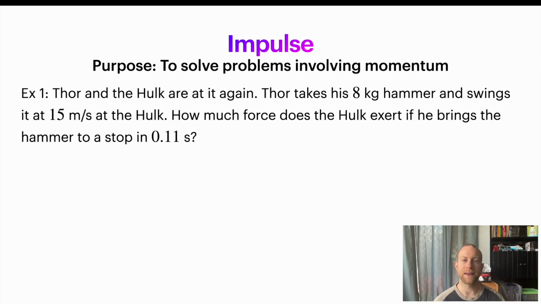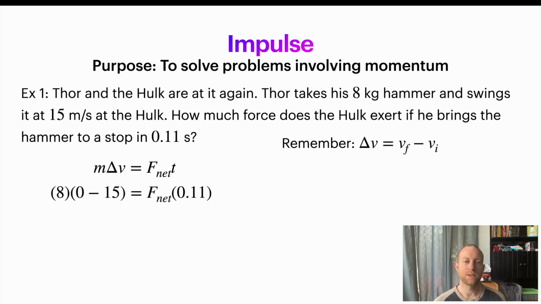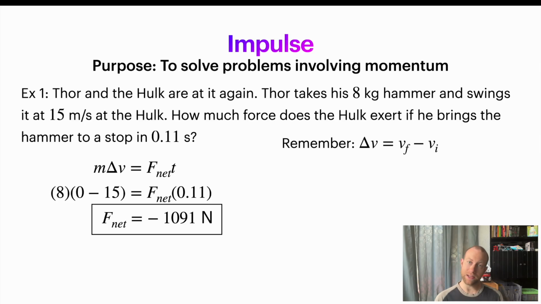So let's give this a go. Thor and Hulk are at it again. Thor takes his 8-kilogram hammer and swings it at 15 meters per second at the Hulk. How much force does the Hulk exert if he brings the hammer to a stop in 0.11 seconds? Here's our equation. Let's plug in all the numbers that we know. Remember, change in velocity is the final minus initial, just like the change in anything. Plug in some numbers, and we end up with F net being negative 1,091 newtons.